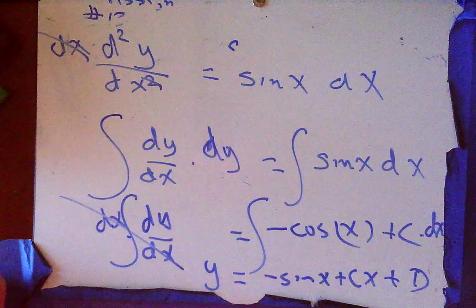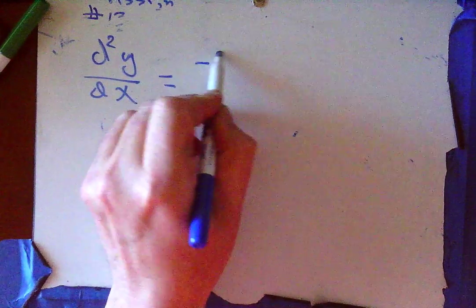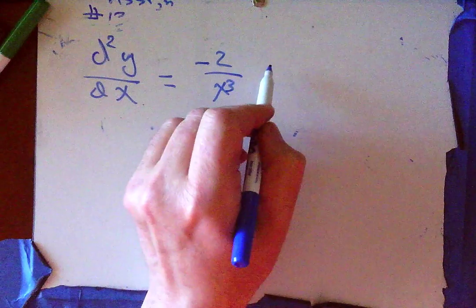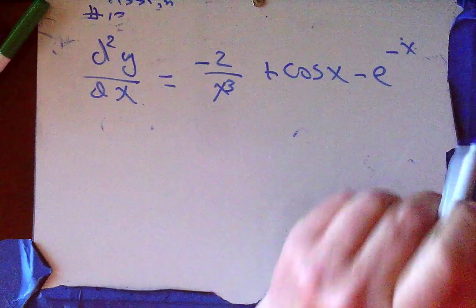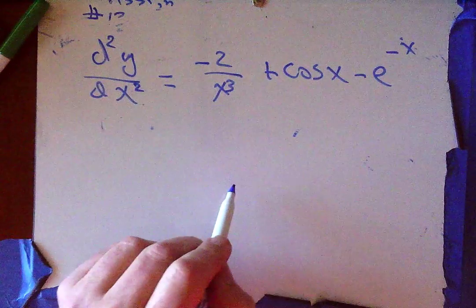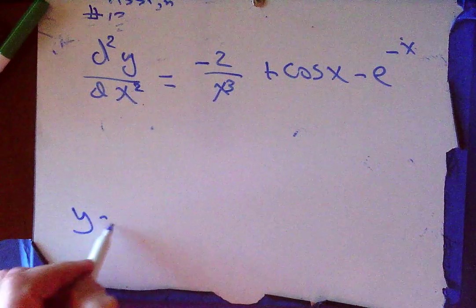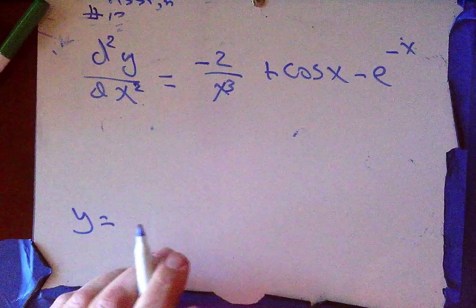Okay, I got one more. Second derivative is equal to negative 2 over x to the third plus cosine x minus e to the minus x. Okay, so, there we go. I want to find out what y equals here. So let's just do that.